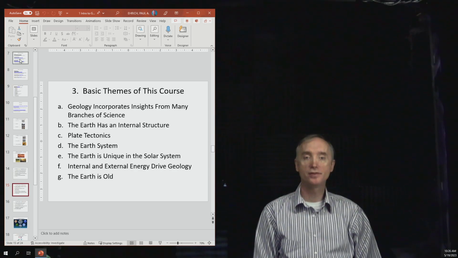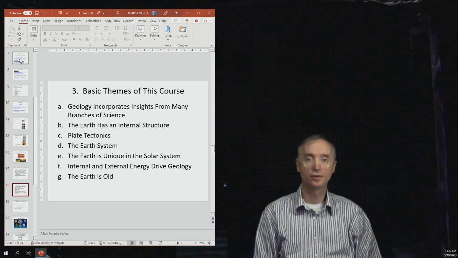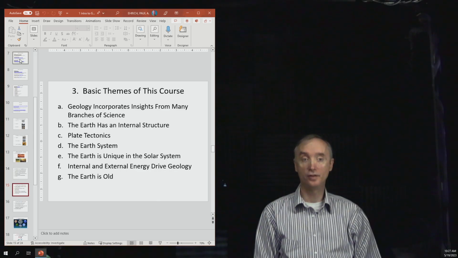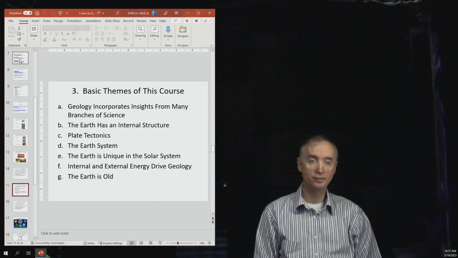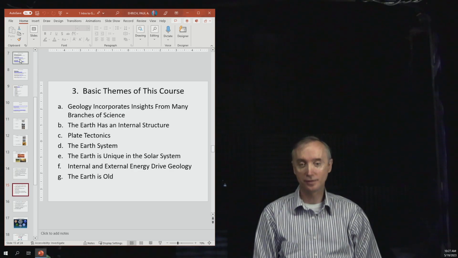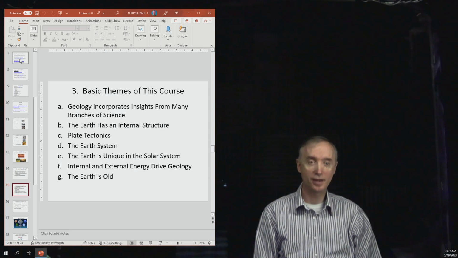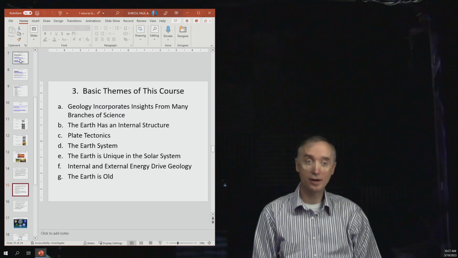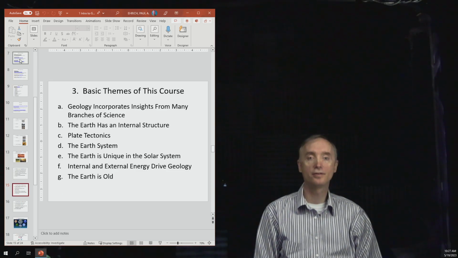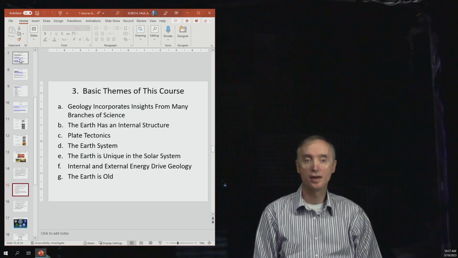Let's talk about the basic themes of this course. So first, geology incorporates insights from many branches of science. We're going to find out that geology utilizes ideas from physics and from chemistry and from meteorology and from oceanography and from astronomy and biology. So all of these other branches of science have contributed to our ideas about geology.